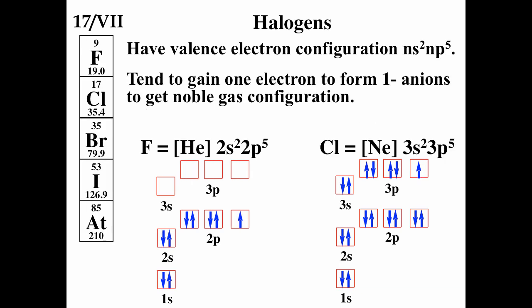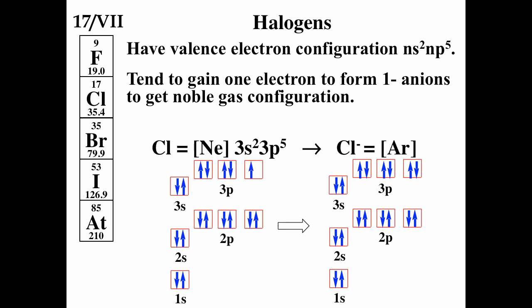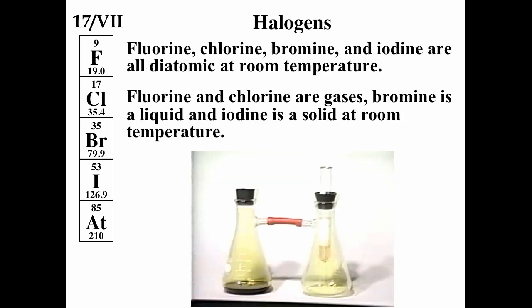For the halogens, they tend to form -1 ions. If we look at chlorine, it starts out as 1s2, 2s2, 2p6, 3s2, 3p5. And then if it gains 1 electron, it gets the electron configuration of argon. The halogens are all very similar. Fluorine, chlorine, bromine, and iodine all form diatomics at room temperature. Fluorine and chlorine are gases, bromine is a liquid, and iodine is a solid.